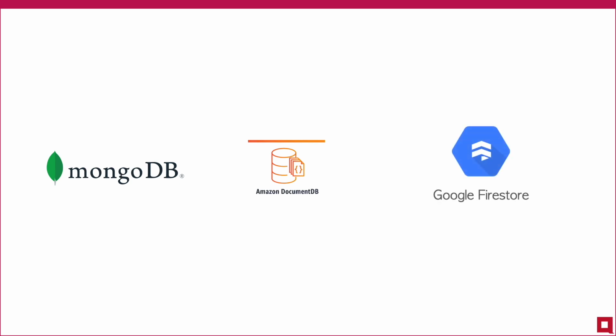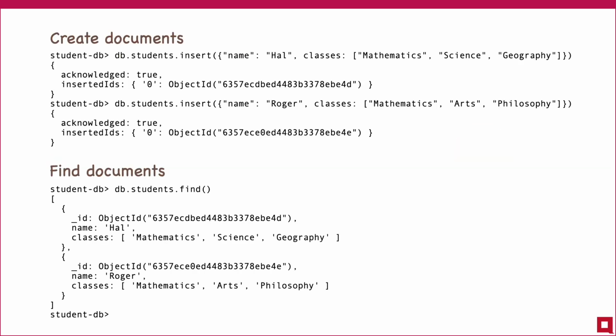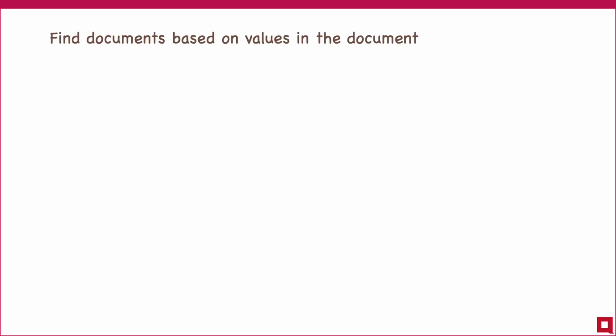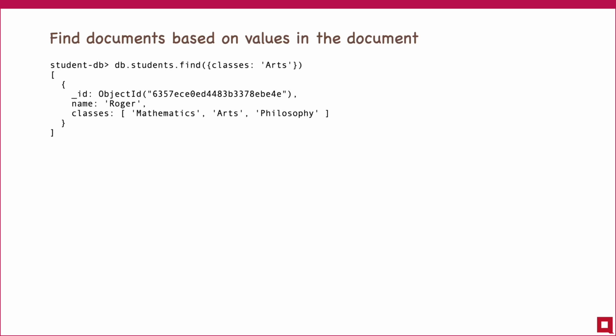MongoDB is a popular open-source document DB that is also available as a cloud service. Amazon DocumentDB and Google Firestore are document databases in the cloud. This is how we create our student database with MongoDB. Unlike a key-value database which is unaware of the contents of the value, a document database processes and stores the contents of the document so that we can execute queries on the values stored in the document.